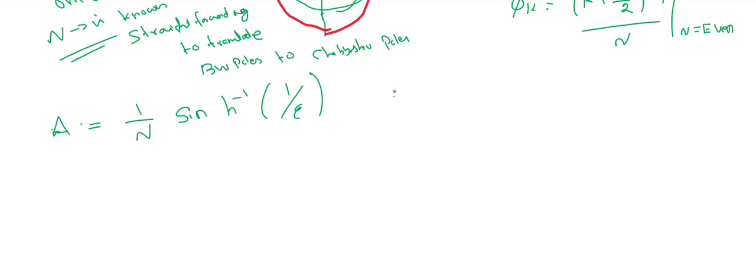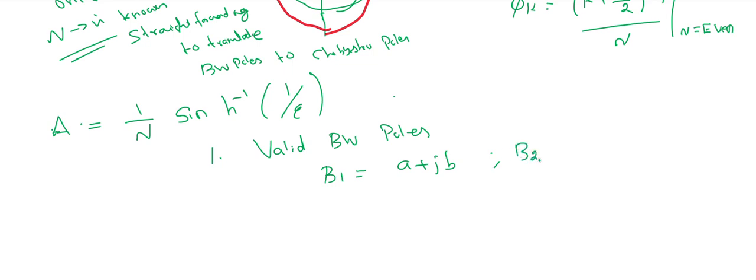The Chebyshev poles, Chebyshev design, how to determine the poles. I'll tell you the various steps. First, for the Chebyshev design, you take the valid Butterworth poles. For example, B1 is equal to A plus jB and B2 is equal to A minus jB. We will take C.